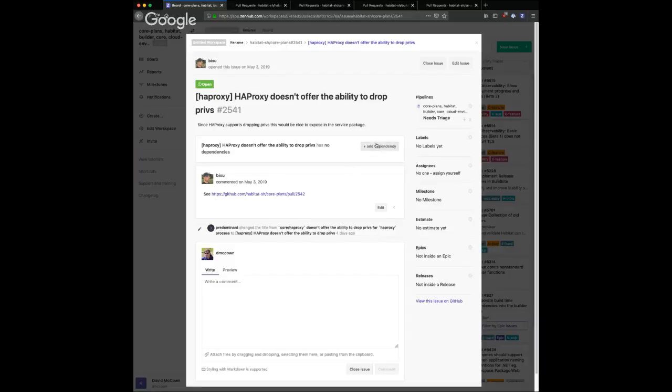Sorry, go ahead. Is this something that we need to change in Habitat itself to support offering? We would need to change. Yeah, we'd need additional metadata in there, and I believe there is an open issue around that.